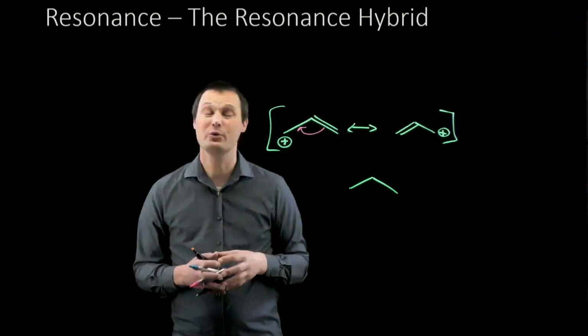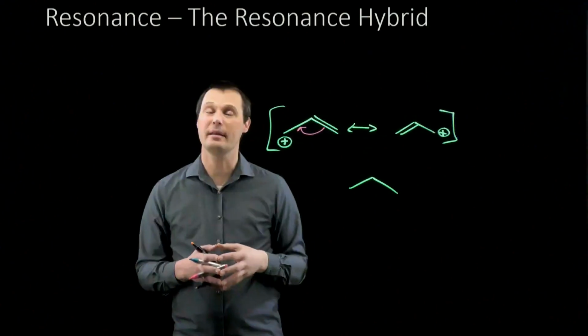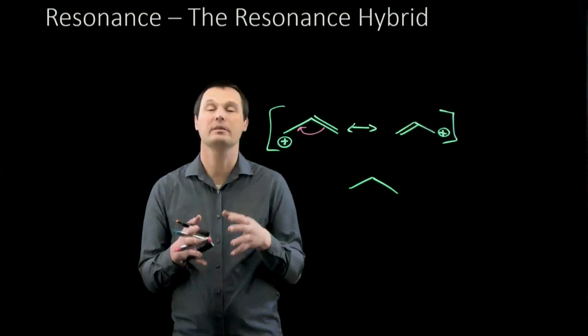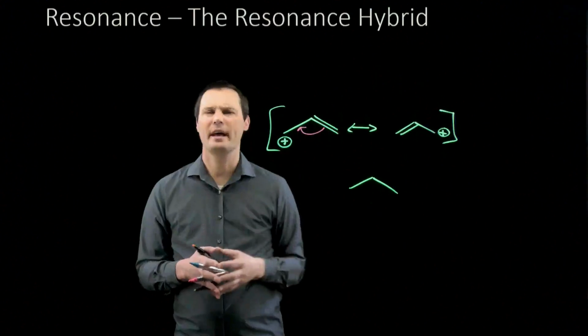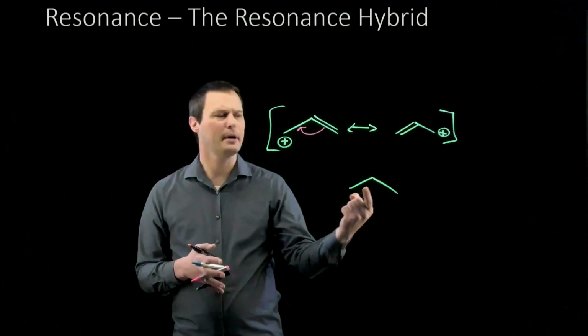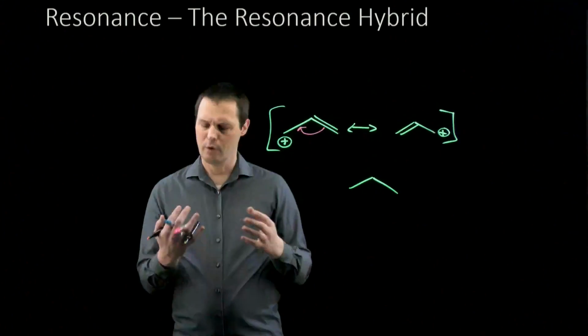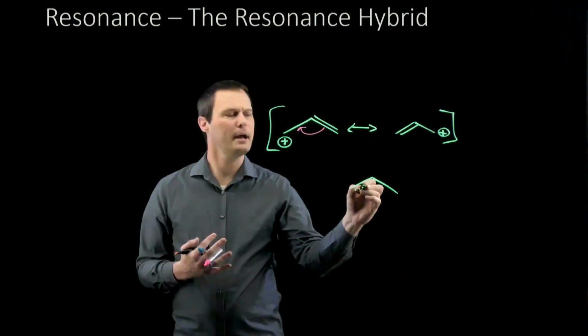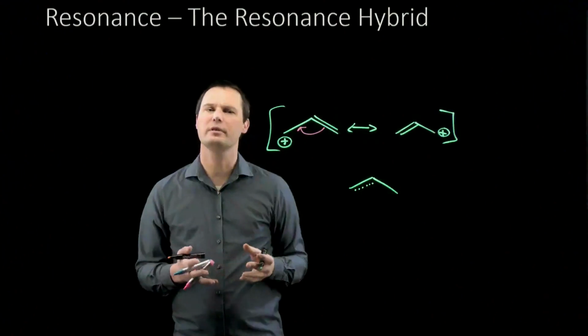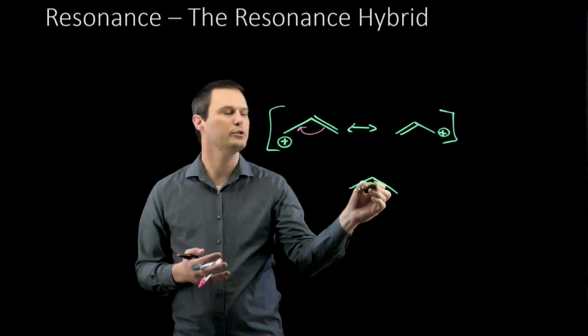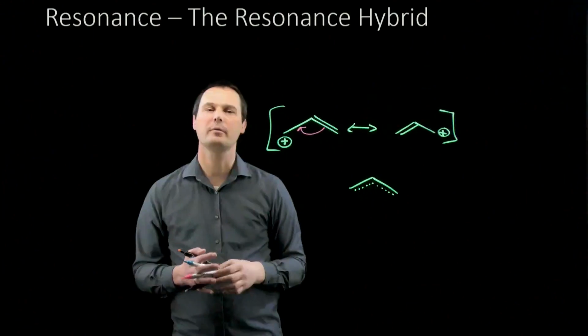And remember what I told you earlier, both of these bonds have the same bond length, and it's intermediate between the bond length of a single and a double bond. So how do we draw that in the resonance hybrid? It's not a pure double bond, and it's not a pure pi bond. So what we do is we draw a partial pi bond. We draw a dotted line to show that this is a partial pi bond between carbons 1 and 2, and a partial pi bond between carbons 2 and 3.